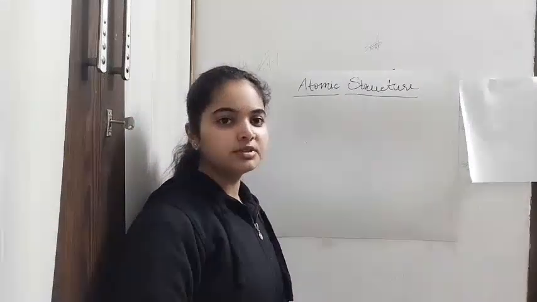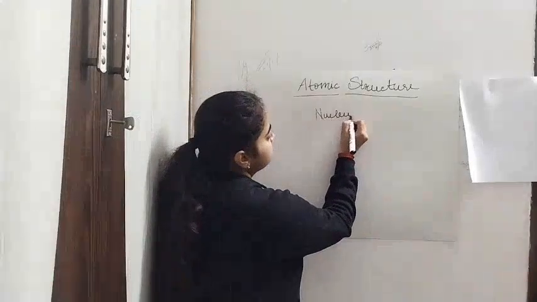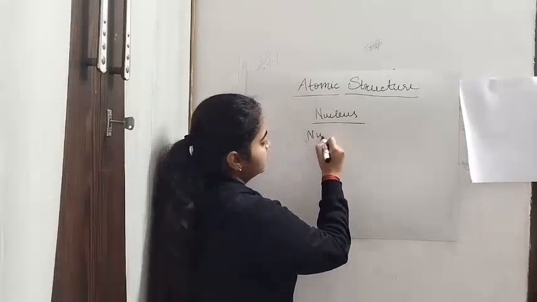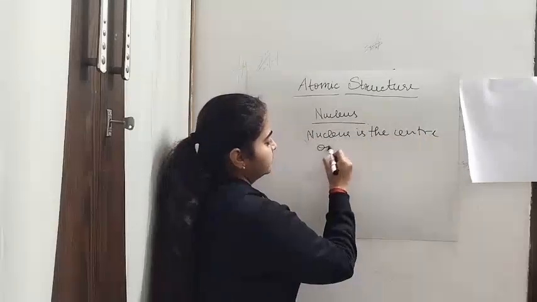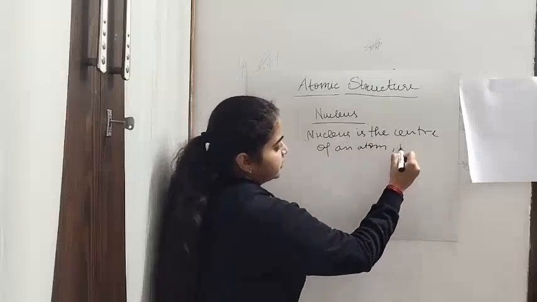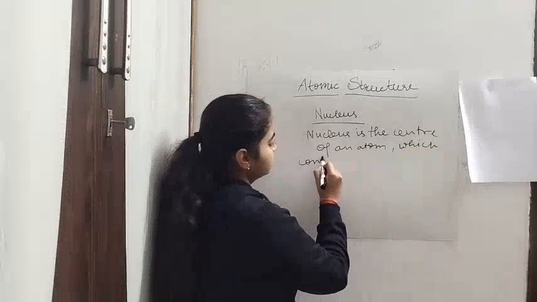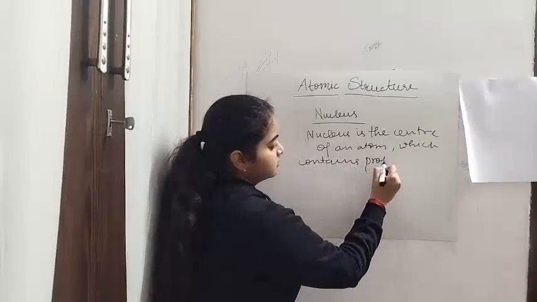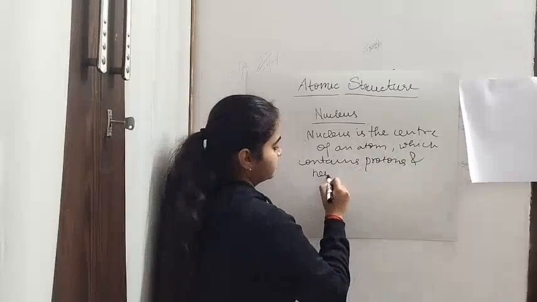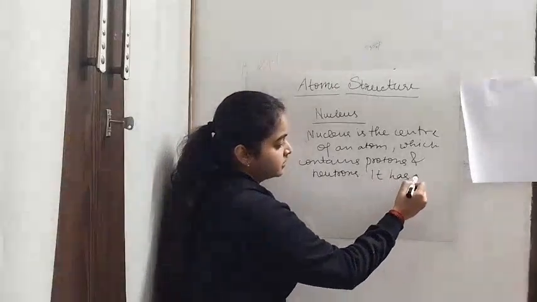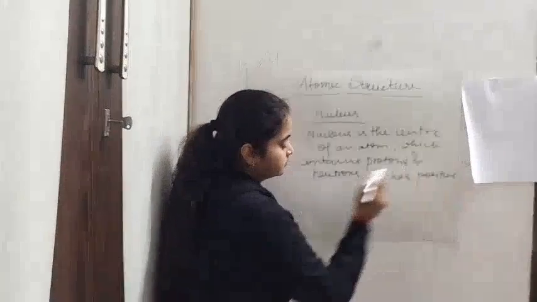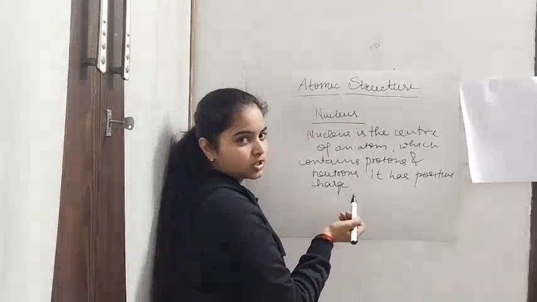So how would you define a nucleus? Nucleus is the center of an atom which contains protons and neutrons. So if you want, you can write down the definition of nucleus. Nucleus is the center of an atom which contains protons and neutrons. Further, we can add it has positive charge on it, or it is positively charged.